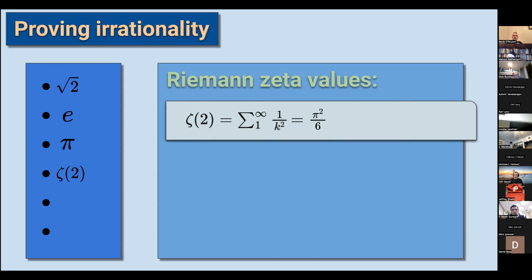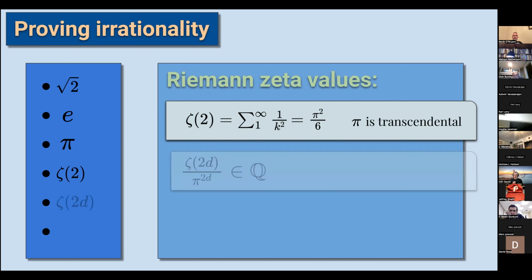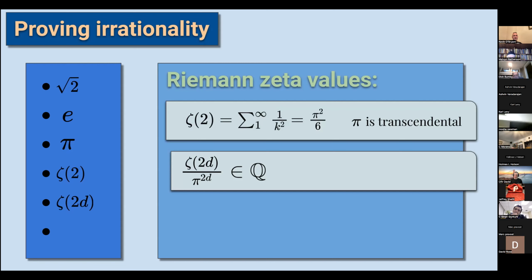However, by today, we also know that pi is actually transcendental, right? It is not a root of any polynomial over the integers. And therefore, pi squared divided by 6 is also transcendental, and therefore it is not rational. So this is another nice way of showing that a number is not rational. And the same is true for any even value of zeta. Actually, there is a result showing that zeta of 2d divided by pi to the 2d is a rational number. And the same argument will show that zeta of 2d is transcendental and therefore irrational.